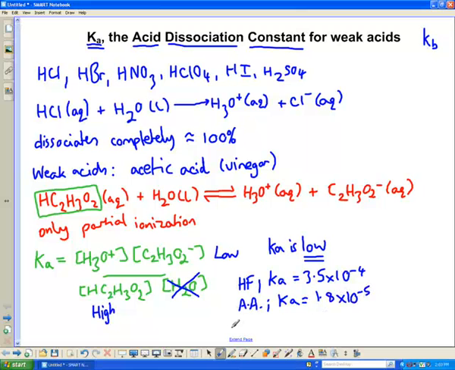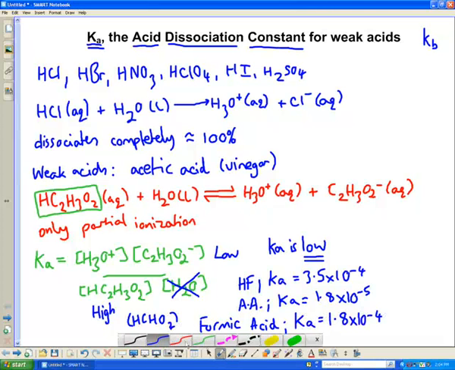All right? And then formic acid. Formic acid is just an acid with one carbon, the smallest acid around, and its formula is HCHO2, because I doubt you've seen that one before. Formic acid has a Ka of 1.8 times 10 to the negative 4.